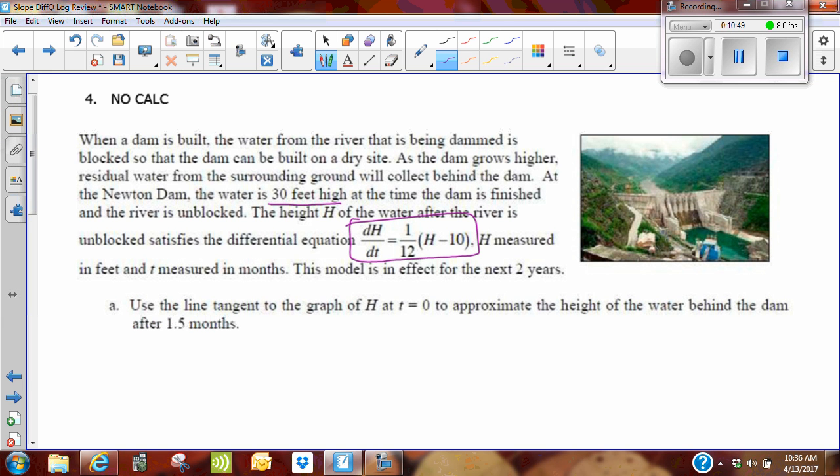All right, so question A says use the tangent line to approximate the graph. So you would have to find a tangent line, okay? So that's just a tangent line. What do you need for a tangent line? Slope and a point. Well, how do you find the slope?